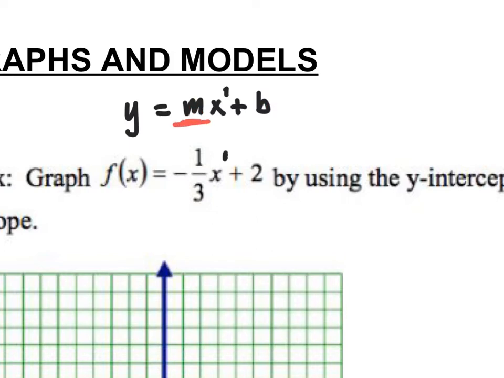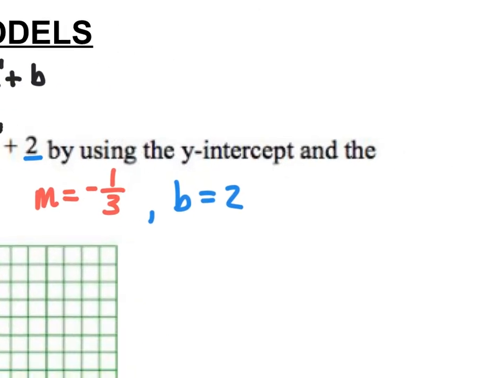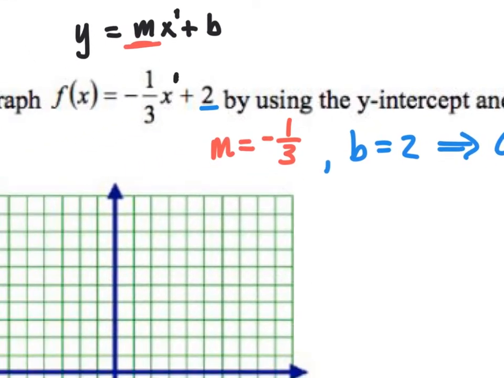My slope m, in this case, is going to be negative 1/3, okay? And my y-intercept b is going to be 2. So my b value is equal to 2. Now this translates to the point on the graph of (0, 2). All right, and this is my starting point. This is always where I start. So my y-intercept is 2.